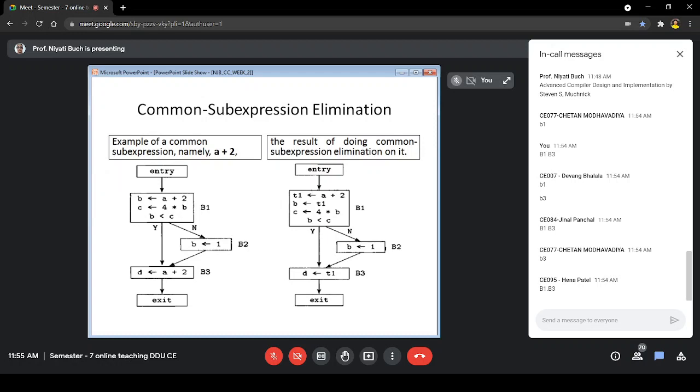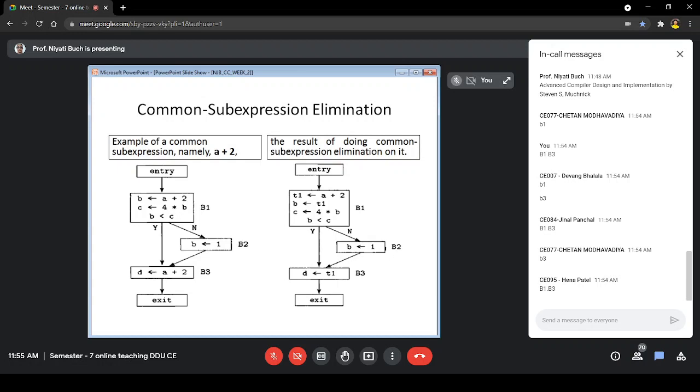So if a is not changing in any of the flows, then we can consider a plus 2 a common subexpression and try to eliminate it. Are you all following this one? Both these things we have to check: that a plus 2 in B3 we don't have to compute again, and we will consider it a common subexpression if a is not changing anywhere after it is used in B1.